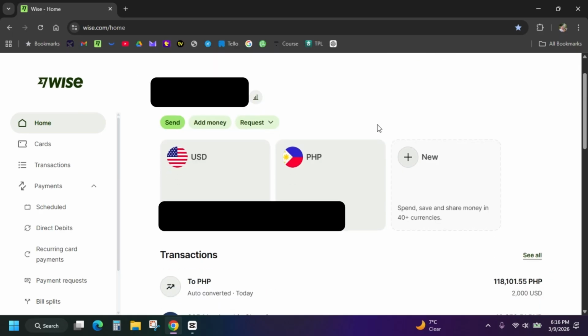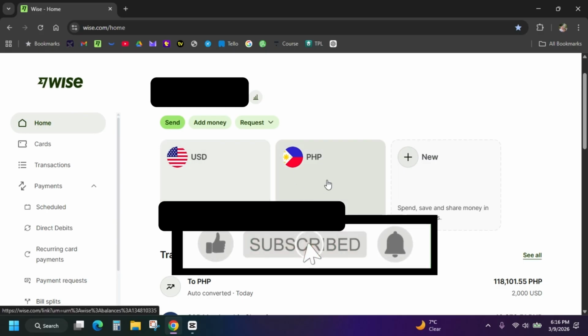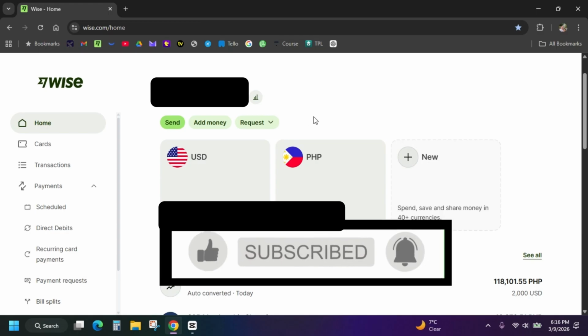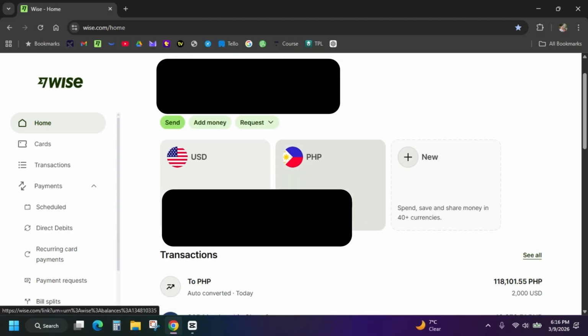Now, this is a web-based bank is the best way to describe Wise. It's technically, I guess, a money transfer service. I'm going to try to block out my financial numbers for the most part, but as you can see here, I've got USD and I've got Filipino peso accounts on my Wise. I can move money back and forth between the two very seamlessly by hitting convert.